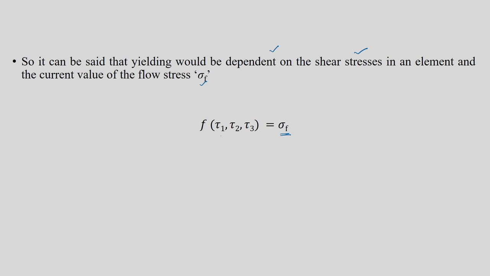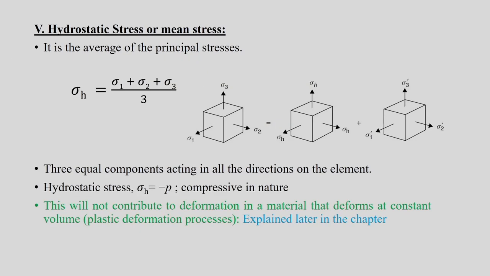Now what I am going to do is take up this part. I am going to define something called hydrostatic stress or mean stress. Hydrostatic stress is represented as sigma H. Sigma H is defined as (sigma 1 plus sigma 2 plus sigma 3) divided by 3, where sigma 1, 2, 3 are nothing but principal stresses. It is the average of the principal stresses.